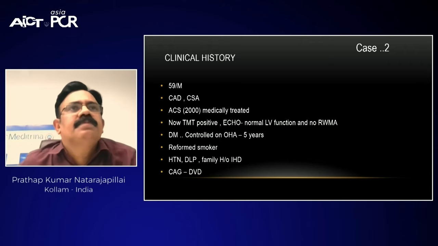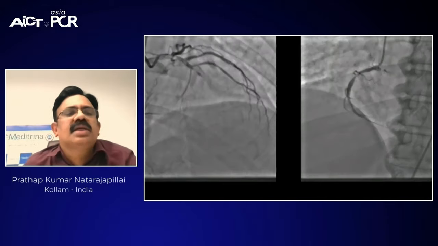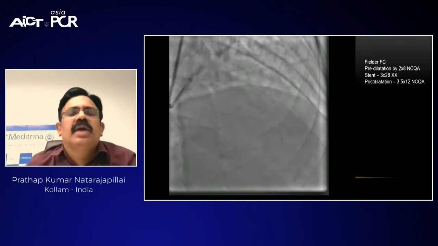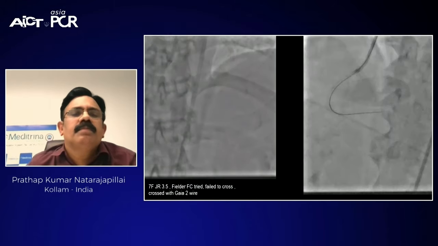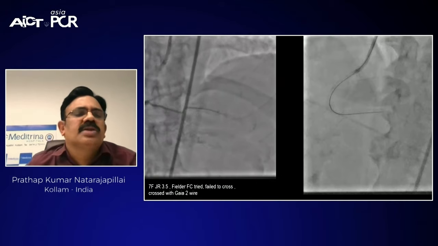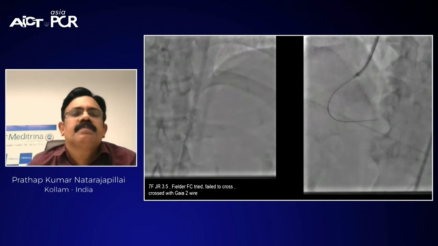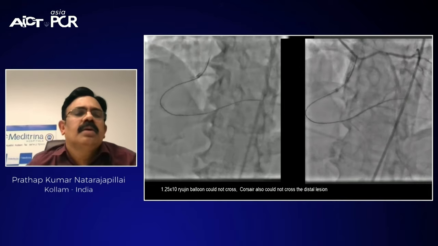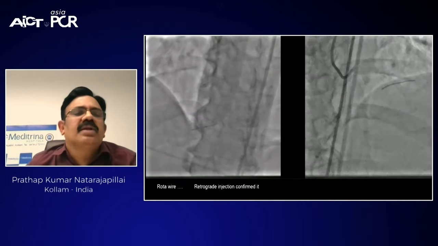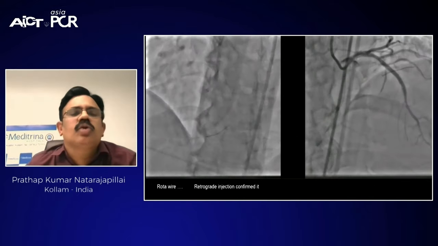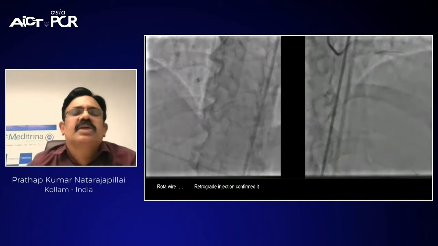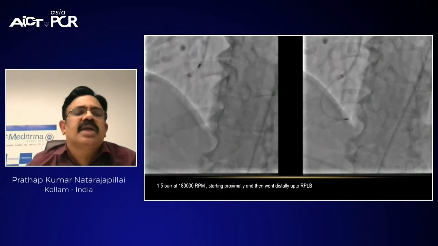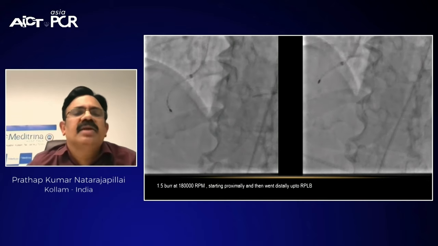We will go to the next case. We can see the LAD was opened up with a stent, but the RCA was totally occluded. We did a balloon dilatation. A wire was passed, but nothing was crossing. Only the wire crossed, with the second wire. We tried a balloon, nothing was going. We tried with the anchor balloon technique, but we shifted to a rotawire. The rotawire, identified from the retrograde injection, was in the right place. We did rotablation from the proximal to the distal, 1.5 burr was used, and went up to the RPLB.